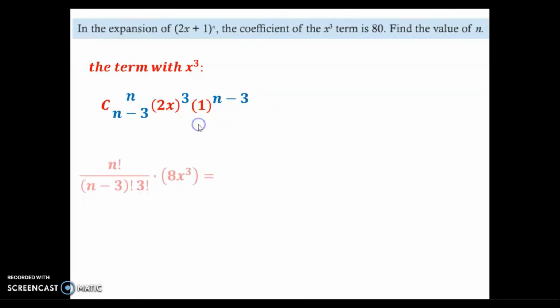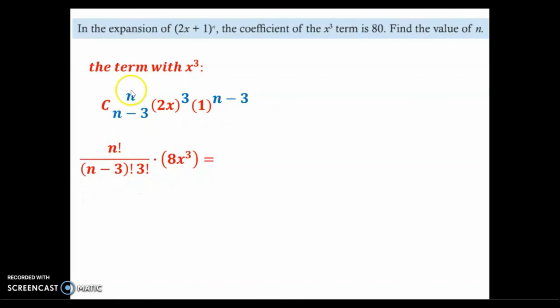So let's set up this term here. Okay, n factorial over n minus 3 factorial, 3 factorial, times this, that's the 2x cubed to the third power there. And we know that coefficient, again, the 1 disappears, because 1 to any power is 1. And we know the coefficient of this will be 80, but I'm putting 80x cubed here because I kept the x cubed here, so I need it here. But we can cancel the x cubes right away, and then we'll have just the coefficients equal to 80.